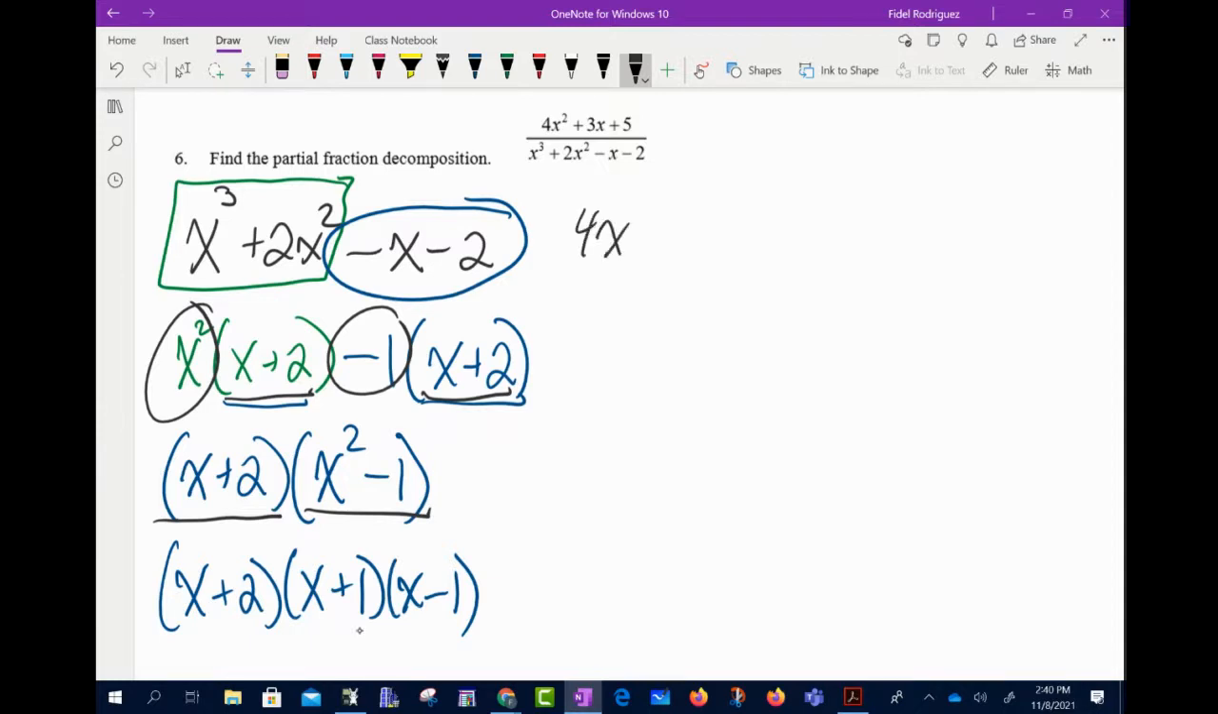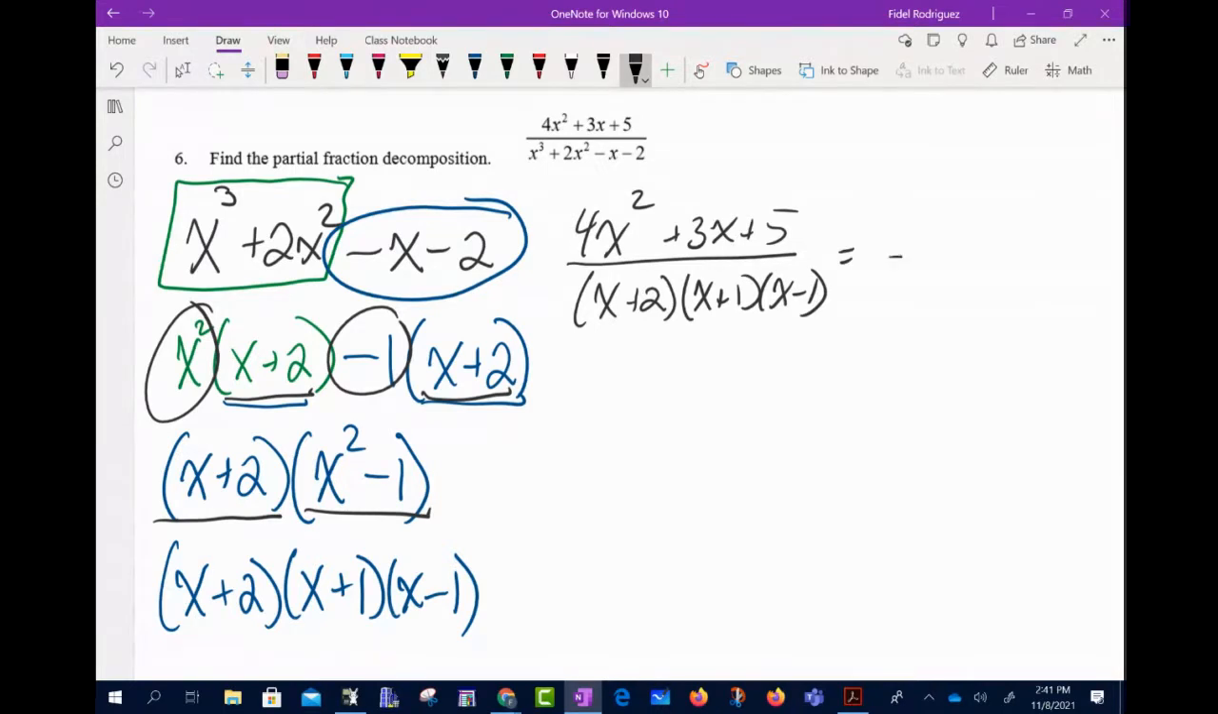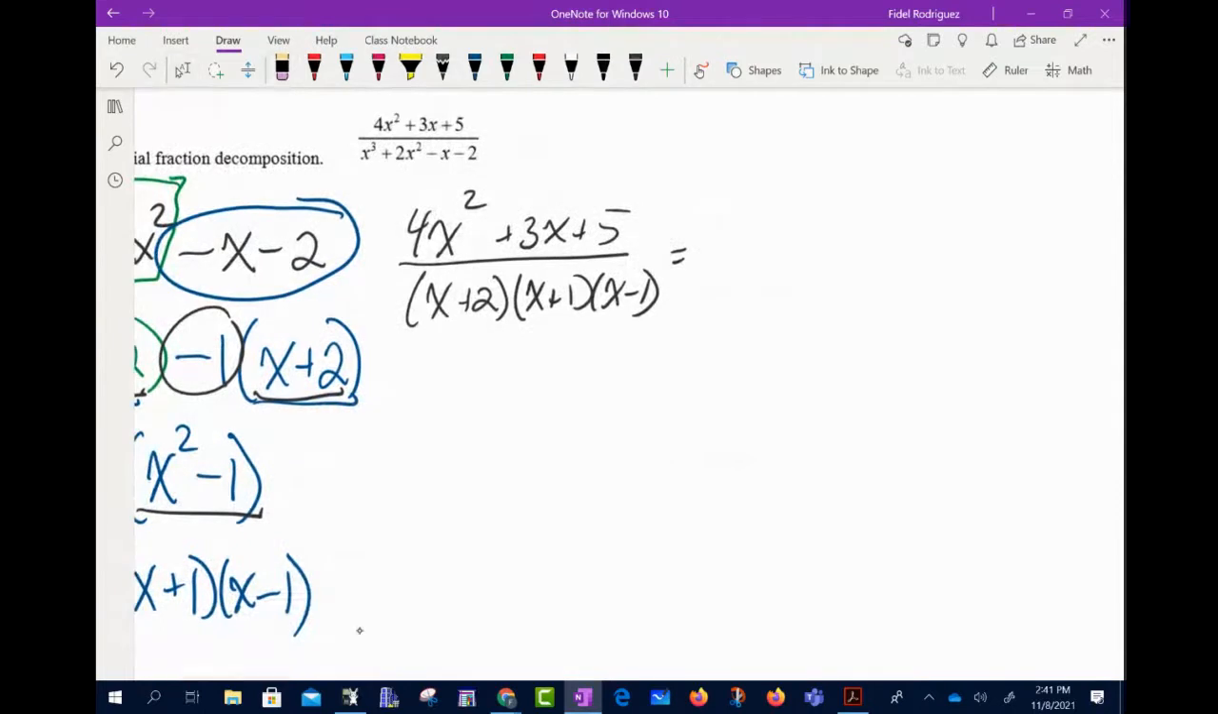Look, y'all, I'm going to write it like this. We have 4x squared plus 3x plus 5 over x plus 2, x plus 1, x minus 1, and that's going to be equal to 3 parts. 1, 2, 3. One of them over x plus 2, one of them over x plus 1, one of them over x minus 1: A plus B plus C.